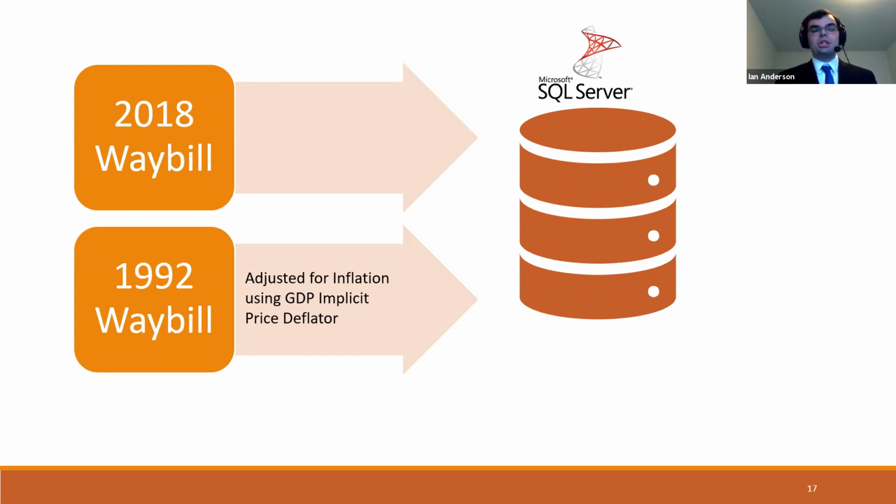We applied the GDP implicit price deflator to the 1992 Waybill data to bring the expanded total variable cost and the expanded total unmasked revenue fields to their 2018 levels. While the new approach does not use all of the Waybill data fields, all of them were loaded into SQL so that parties can examine and use these data fields should they so desire.